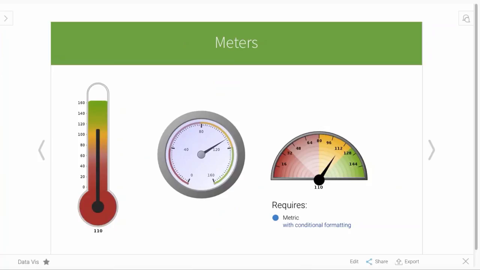Next, we're going to take a look at meters, which are good for giving people a quick glance on how they're performing versus a KPI. Now, you can make a meter with a metric and a conditional formatting turned on. And we've probably all used meters before outside of a BI tool, such as when you're driving your car.